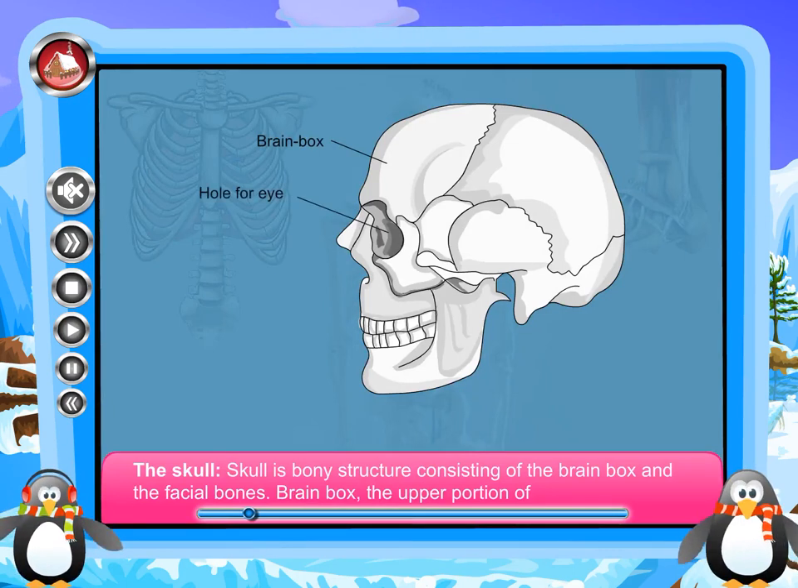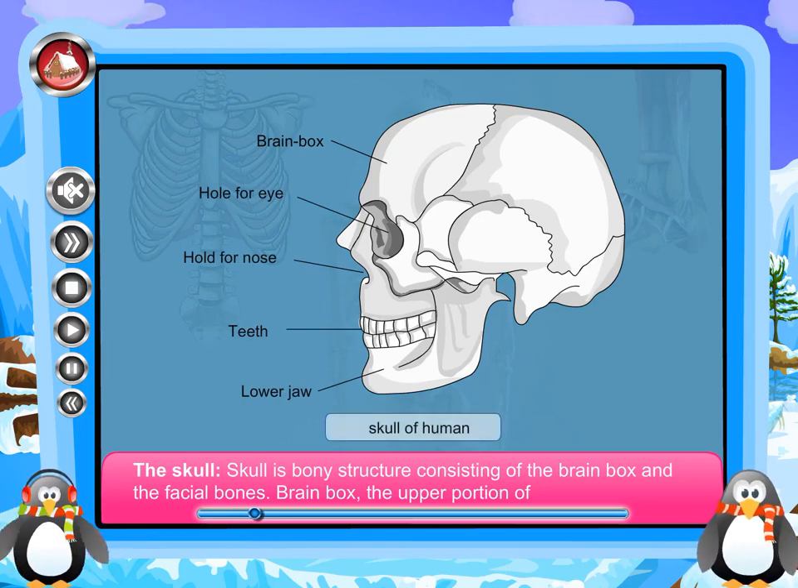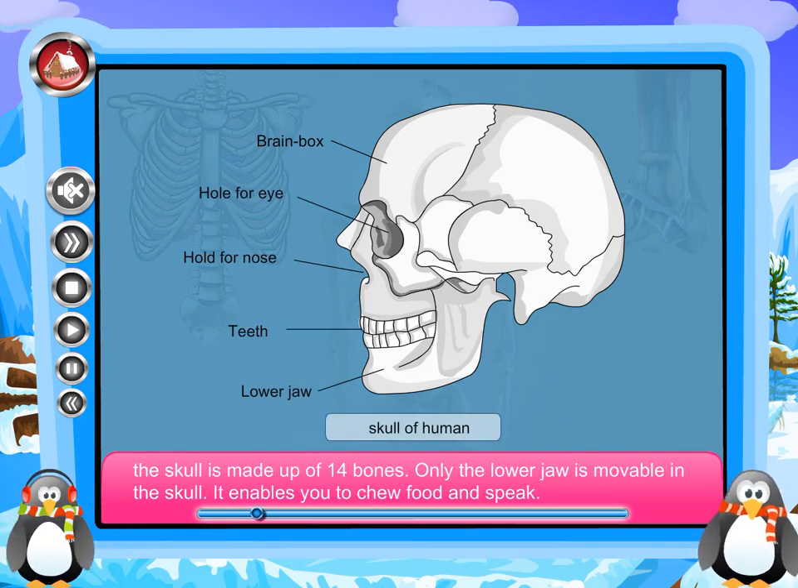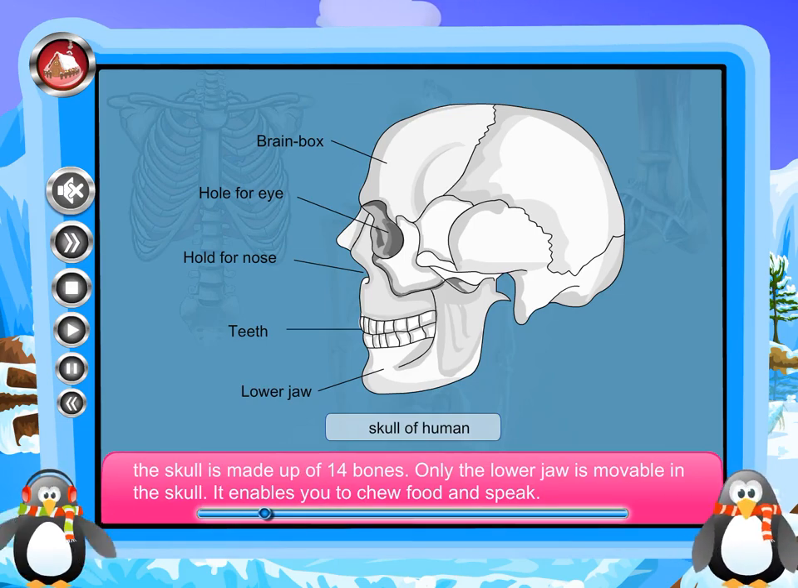The skull. Skull is a bony structure consisting of the brain box and the facial bones. Brain box, the upper portion of the skull, is made up of 14 bones. Only the lower jaw is movable in the skull. It enables you to chew food and speak.